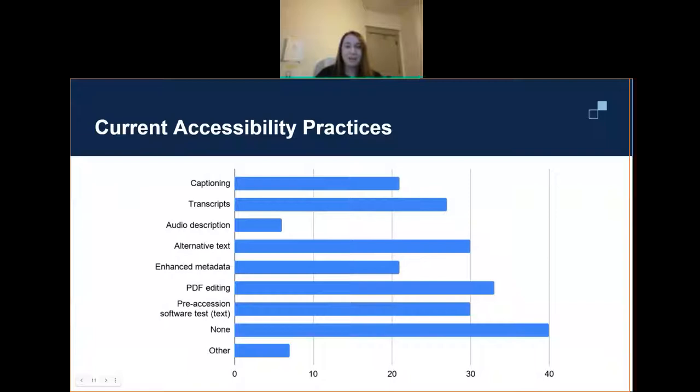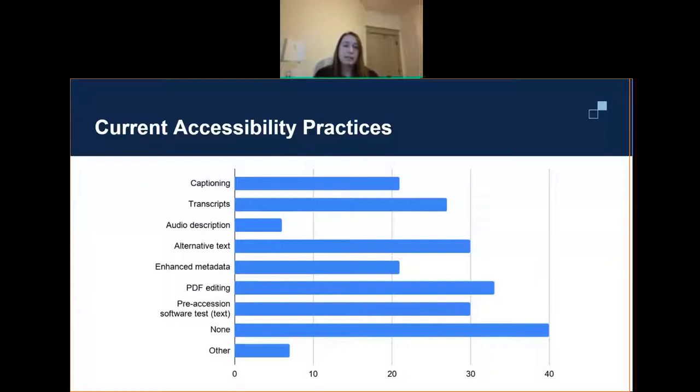We have shared the data though, so we would encourage anybody else to do that. Okay, so when we asked people about their current accessibility practices, the most popular response we received was that there are no current accessibility practices for IR content. It was about 27% of the results, although many of those people noted that they are interested in moving forward with improving accessibility.